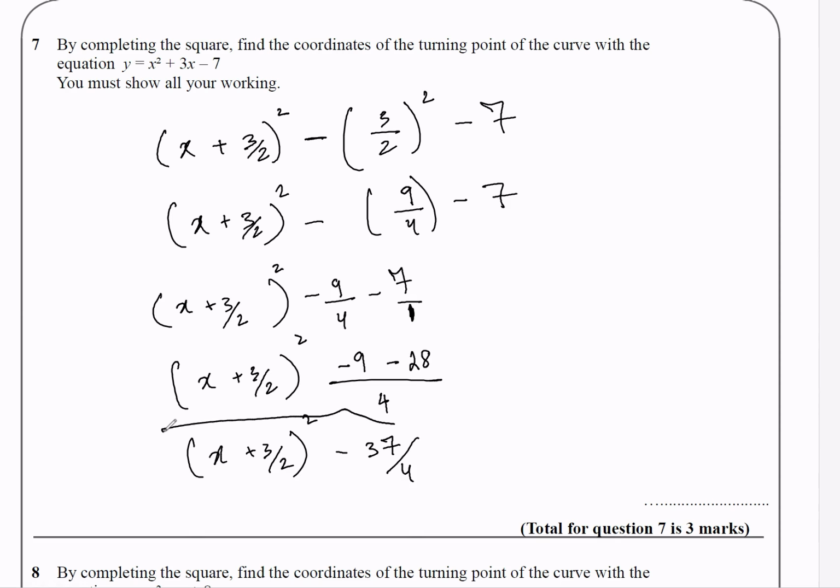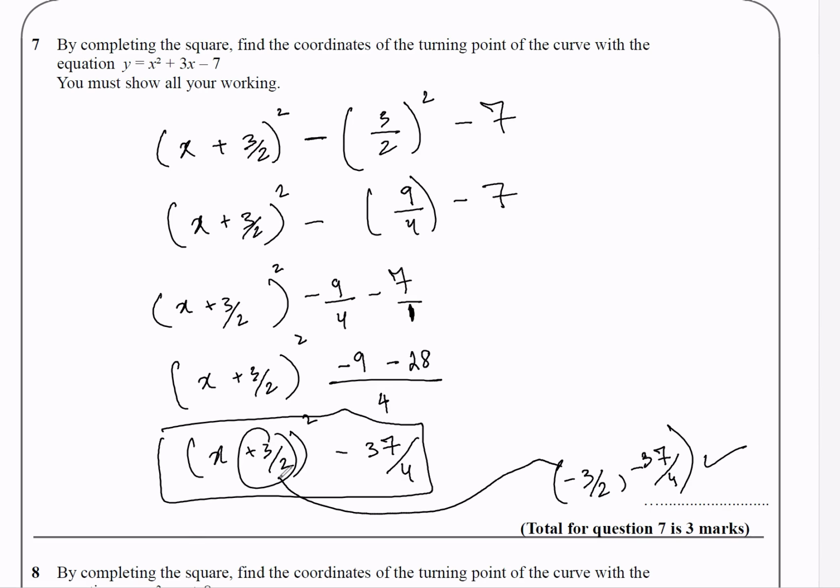Okay. Now, if they ask for the turning point, it's still the same thing: minus 3 over 2, negative 37 over 4. We change the sign of x and the other sign stays the same. Understood?